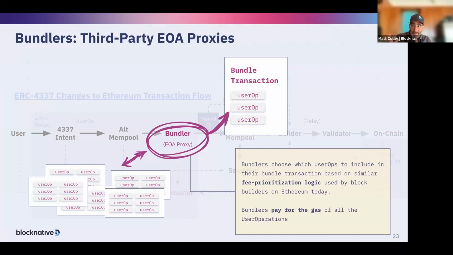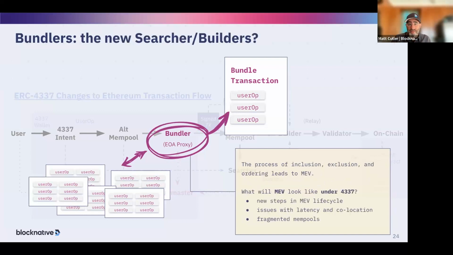So bundlers make bundles of ordered user operations. And they're incentivized to do so because they collect the gas fees that are associated with all the user operations. So each user op has a fee associated with it because you have to incentivize a bundler to include your user op. And then also the bundler, because they control inclusion, exclusion, and ordering, they are a very likely source of MEV. Right. So bundlers may be MEV specialists who basically do their own form of MEV extraction based on what they're seeing in the alt-mempool, or they may outsource that to specialized searchers.